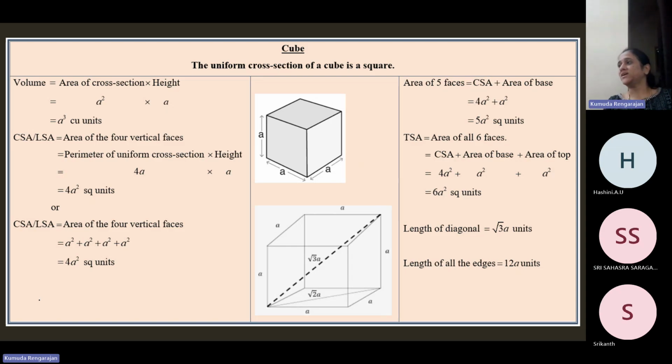Now, how do you understand volume? Volume is always area of the uniform cross section into height. What is the cross section? A square. What's the area of the square? a square. What's the height of the cube? a. So what's the volume? Area a square into height a, which is a square into a, which is a cube.